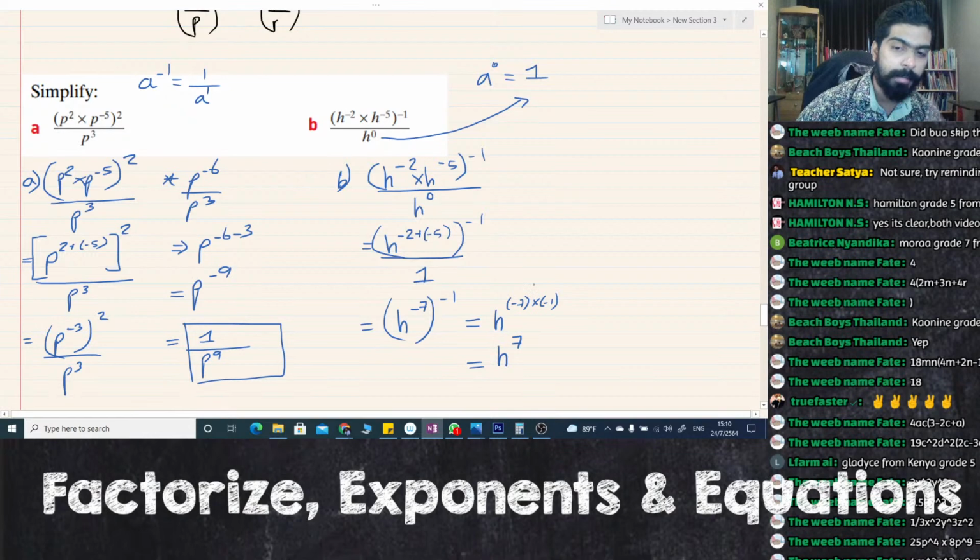Again guys, here's where many students make mistakes. Negative times negative will give a positive answer, all right? Therefore, the answer will be h raised to the power of 7, all right?